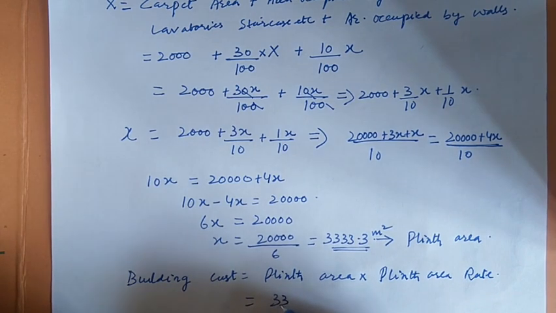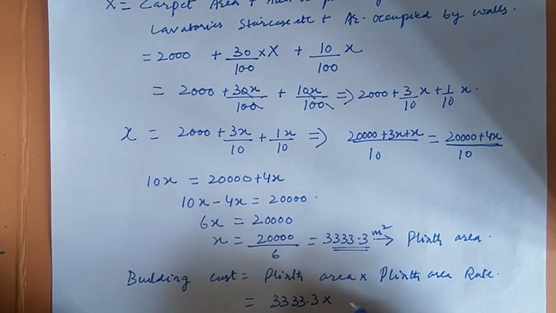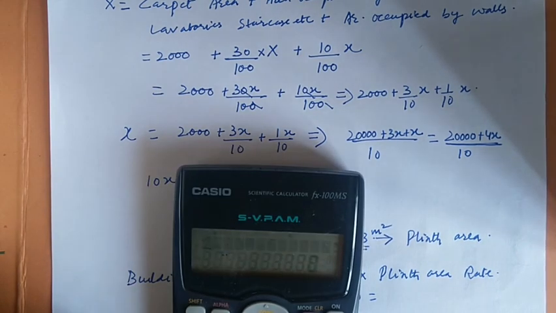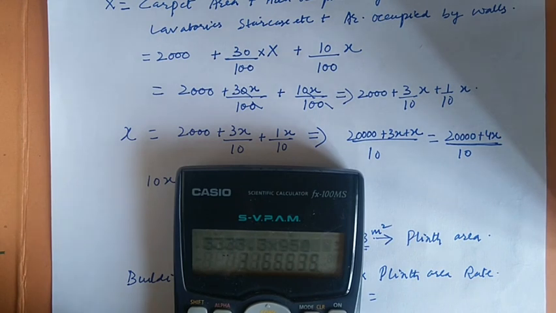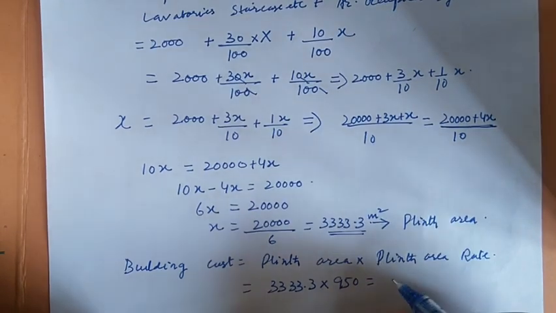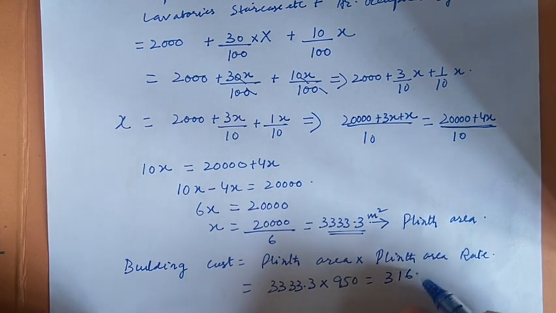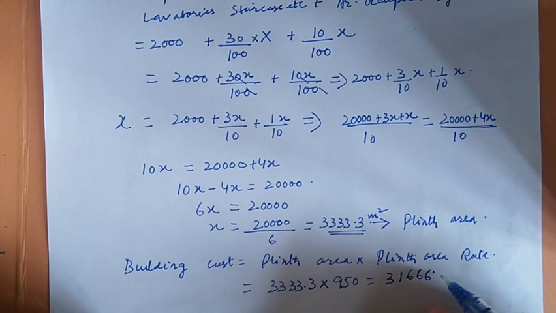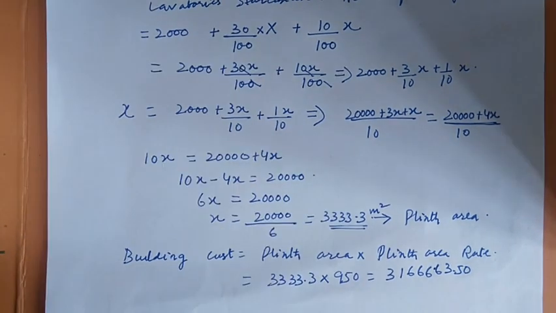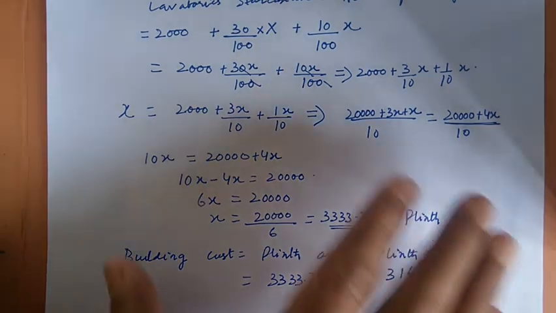So the plinth area is now 3,333.3. The plinth area rate is given in the question, that is 950. So let's multiply it. So it is 3166663.50. So as of now we got the building cost, that is 31 lakh 66,663.50 rupees. So the next thing we will calculate, which is given in the question.